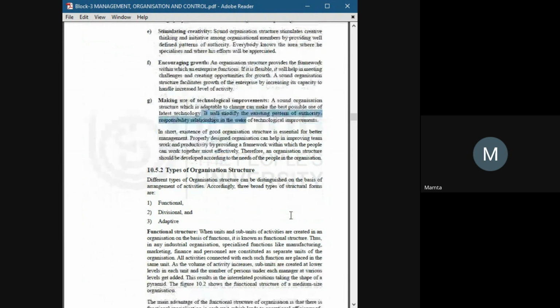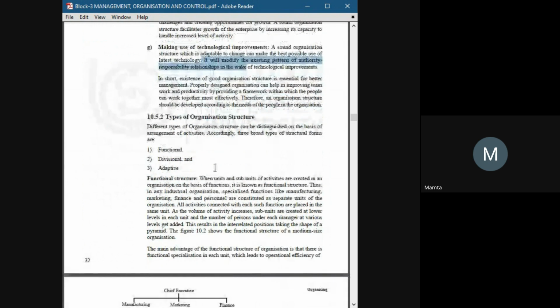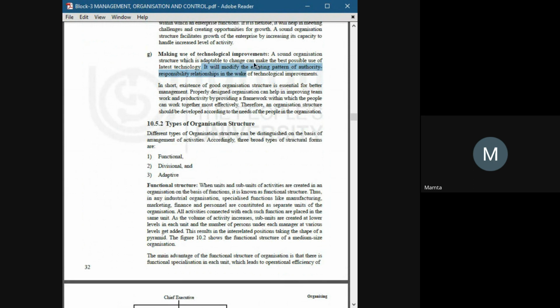Now we have learned what the organization structure is, basically what pattern an organization is following, and the importance of organizational structure. Now we will see the types of organization structure: functional, divisional, or adaptive.